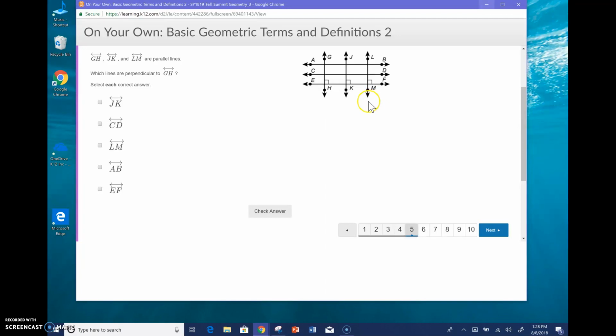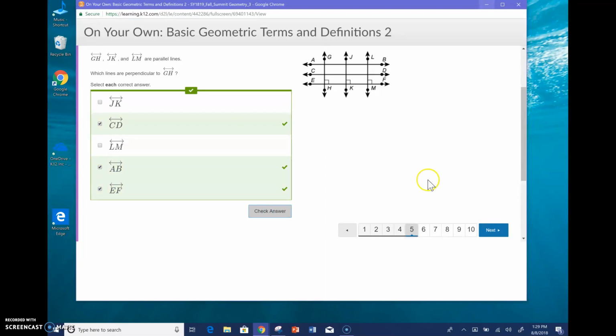So we want to find the lines that run horizontally. So JK does not run horizontally, so that's not it. CD does run horizontally, so that's one. LM, vertical, not horizontal. AB does run horizontal, so choose that one. And EF does run horizontal. And those are our answers.